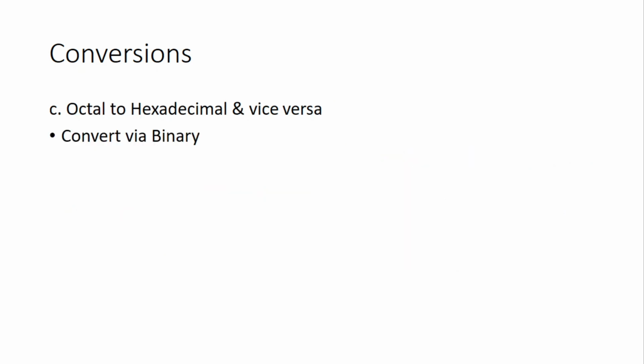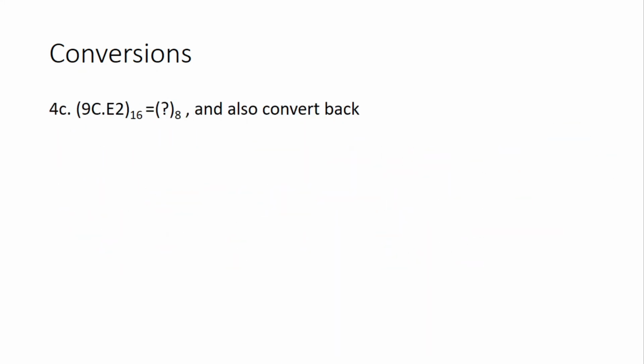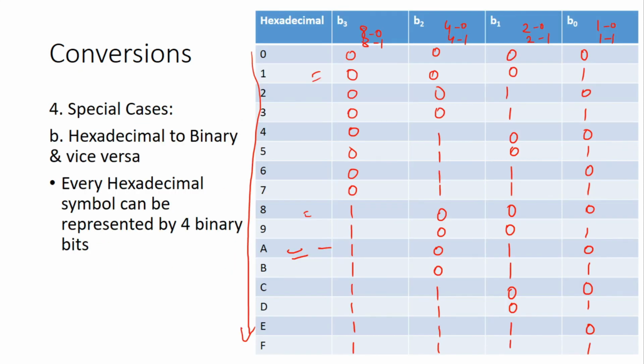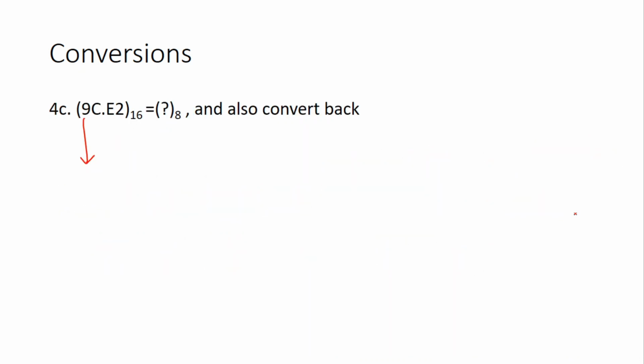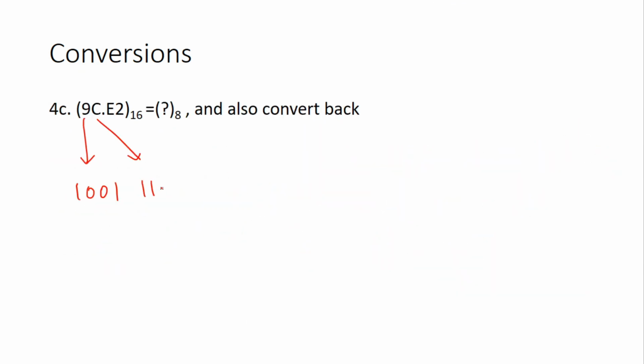Now for converting octal to hexadecimal and vice versa, we are going to convert via binary. So let's just say we were given this number and we had to convert it. What we would do is write the binary equivalent. So it would be 4 bits for 9. 4 bits for 9 is 1001. Similarly, we'll write for C. C is 1100.